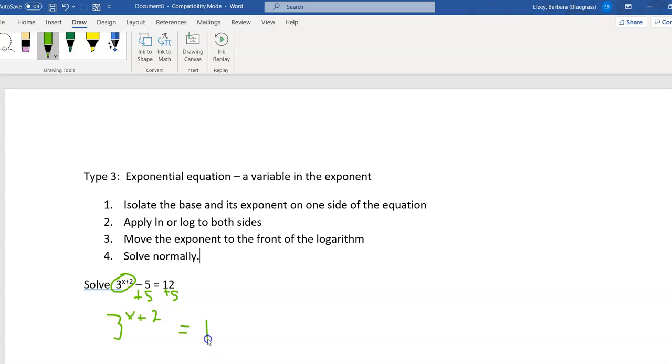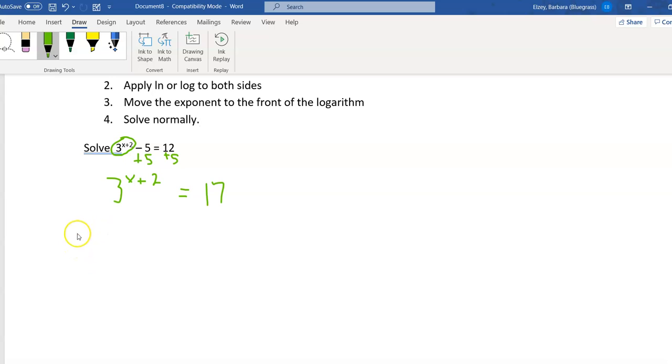So now we have that base and its exponent by itself on one side. We've got step 1 done. We're going to apply a logarithm to both sides, and it always goes in front. So I'm going to put the natural log in front. We can also use our common log if we want. We just have to be consistent on both sides. We have to use the same log.